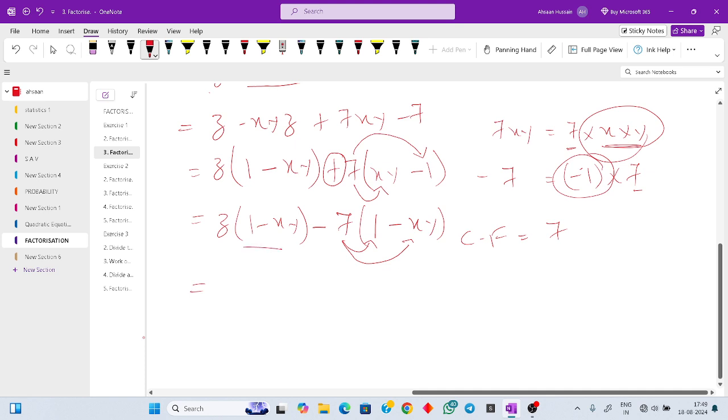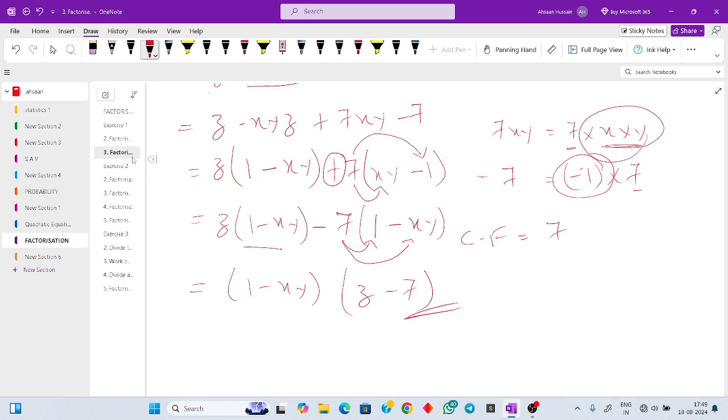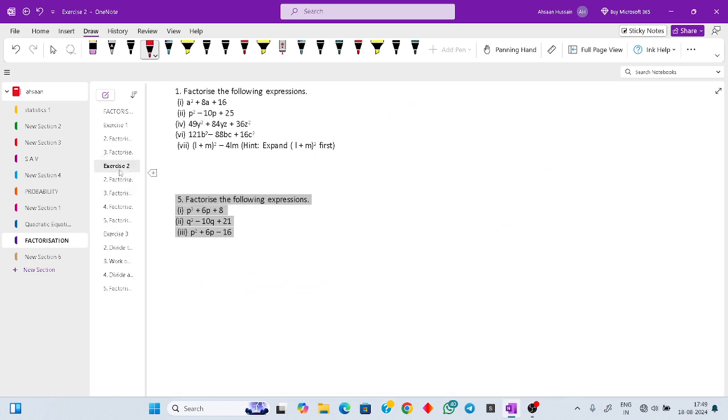Now, these two are common. We will write 1 minus xy. And what is left here, z, and minus 7 is left out. So this part is also done. Let's come to the third part, second exercise.